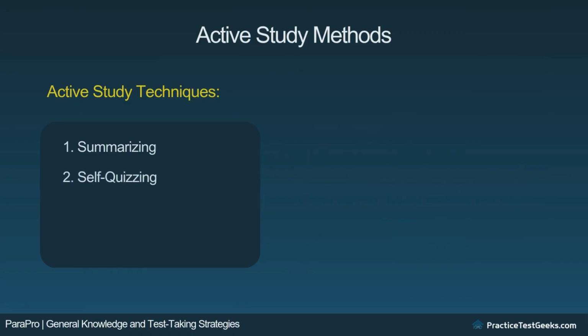2. Self-quizzing. Test yourself on the material regularly. Use flashcards, practice tests, or write out questions based on the content. Example: write 5 multiple-choice questions for each topic and test yourself. Tip: focus on areas you find challenging and gradually increase the difficulty of the questions as you improve.